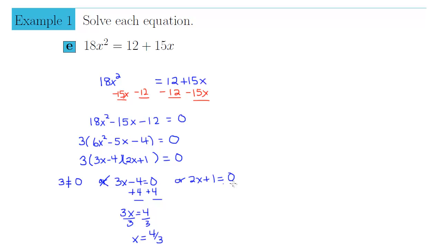How about this? 2x plus 1 equals 0. So again, solving for x means we have to isolate the x, so we're going to subtract 1 first. That gives us 2x equals -1. And we divide both sides by 2. That tells us x equals -1/2 is another solution. If we were to take -1/2 and substitute it here, we'd get 0 for this factor. That means the solution to this quadratic equation consists of the two numbers, -1/2 and 4/3.